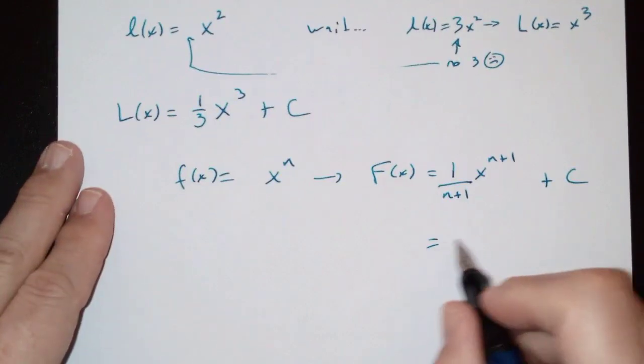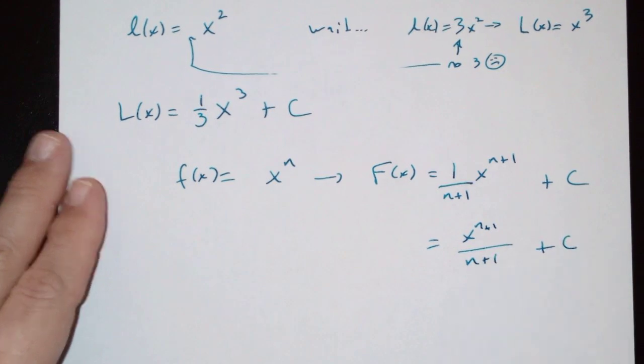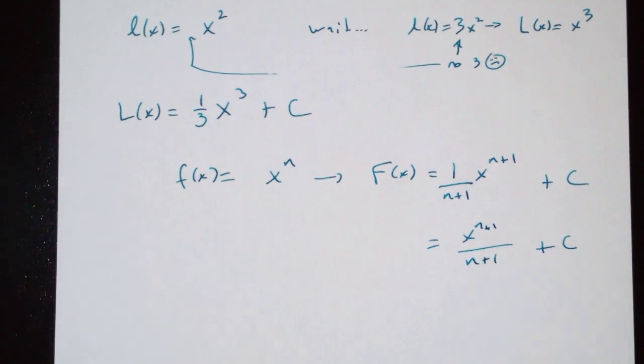You'll often see this written as x to the n plus 1 over n plus 1, rather than with a 1 over n plus 1 out in front. Those mean the same thing. You can write it either way.